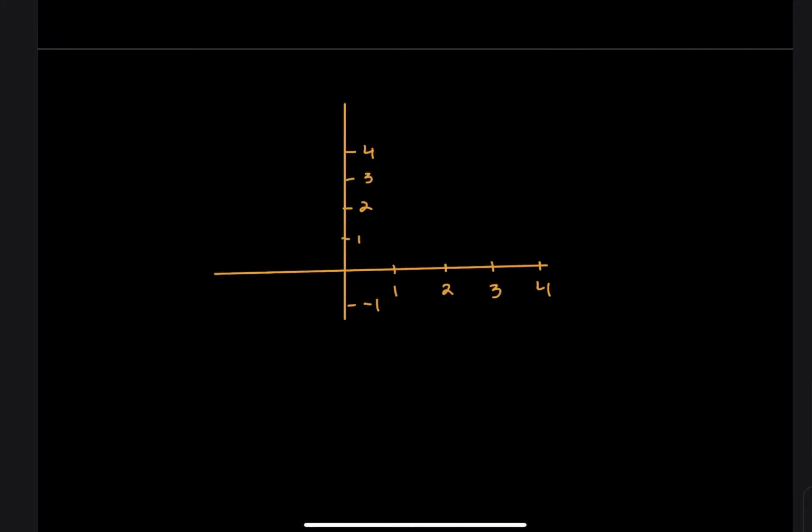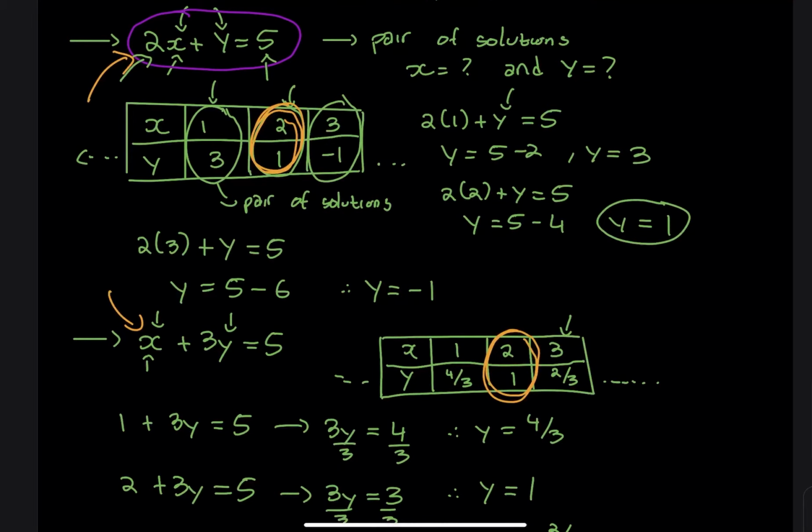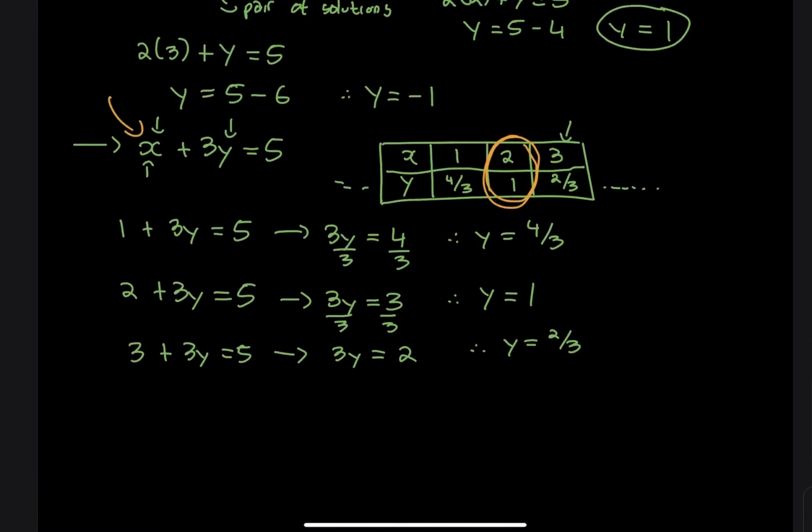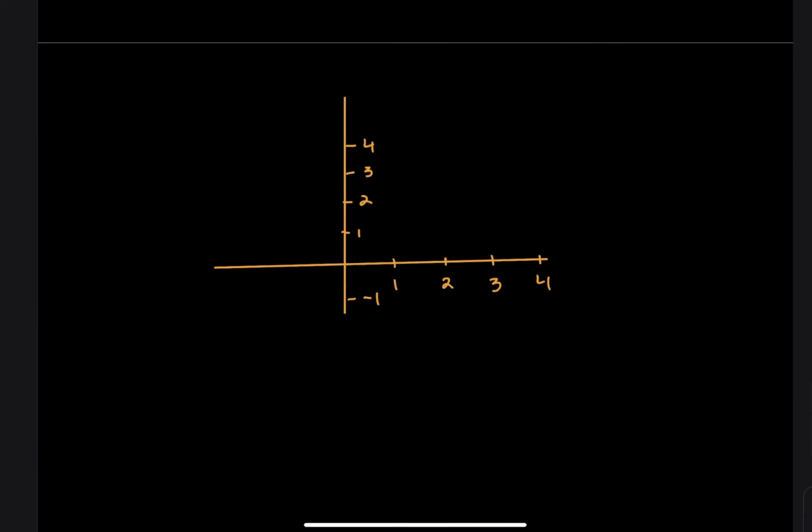Now for the first equation, we had 1 and 3, 2 and 1, and 3 and -1 as our coordinates, right? So 1 and 3 will come somewhere there. 2 and 1 would be somewhere there, and 3 and -1 would be somewhere there. This would form a straight line, right? I'm sorry, that's kind of crooked, but you get the point.